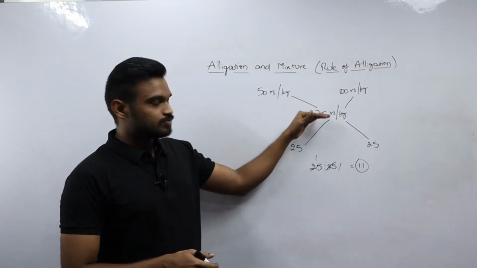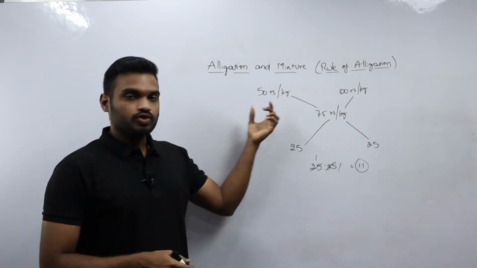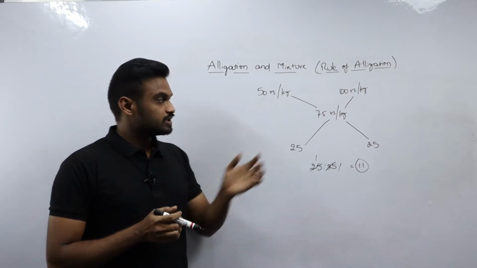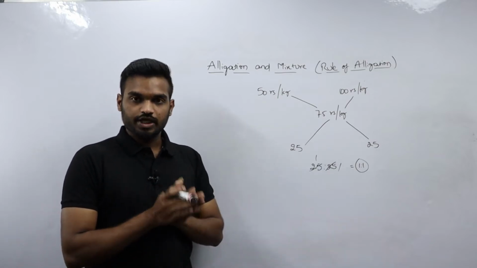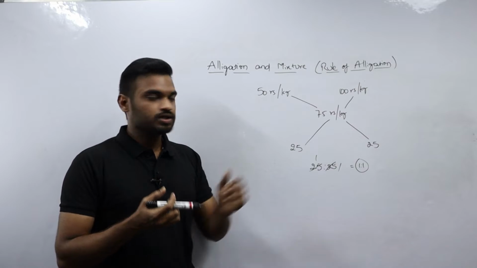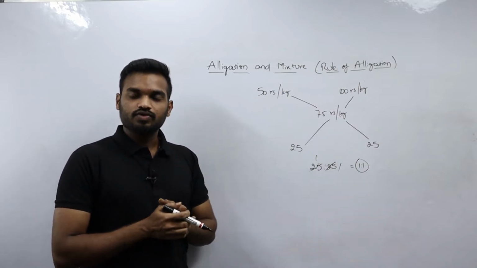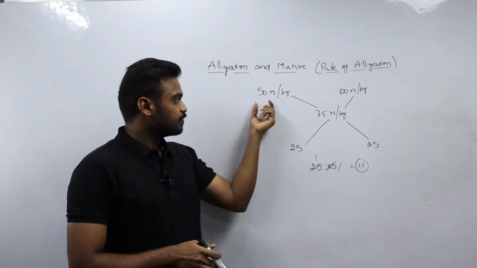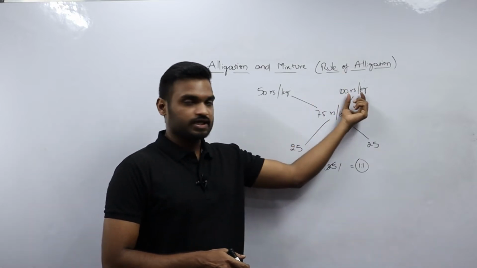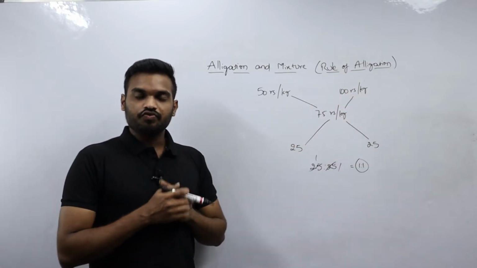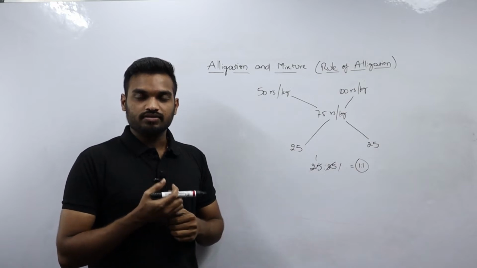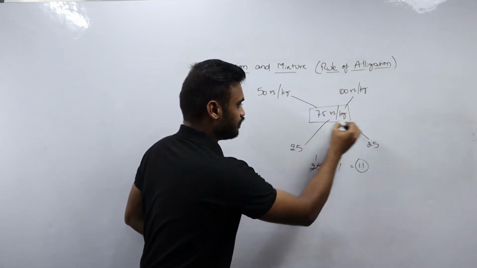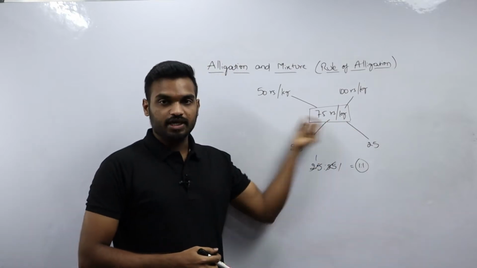Now I will explain how to do this. See here, in Rule of Alligation we always write the cheaper quantity of material on the left hand side, and the higher quantity of material on the right hand side, that is 50 rupees per kg on the left hand side and 100 rupees per kg on the right hand side. Now we need to write the resultant value, which is the mean price. We write this mean price in the middle.